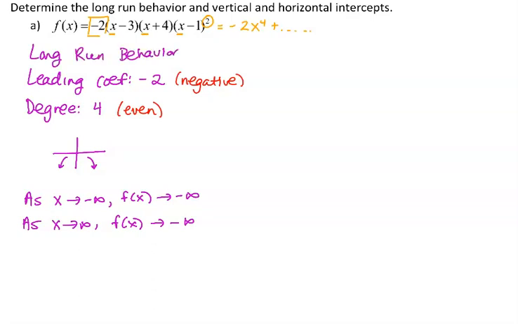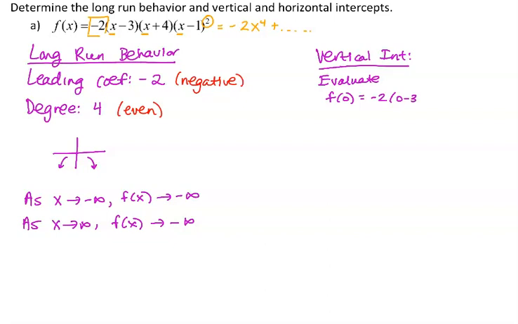So this is what we call our long-run behavior. Now we can begin to think about intercepts. So just like we've done for other types of functions, when we want to find a vertical intercept, this is where we want to evaluate our function. So we're going to evaluate our function for an input value of x equals 0. So everywhere you see an x, replace it with a 0. So we have negative 2 times 0 minus 3 times 0 plus 4 times 0 minus 1 squared. And then come through and simplify.